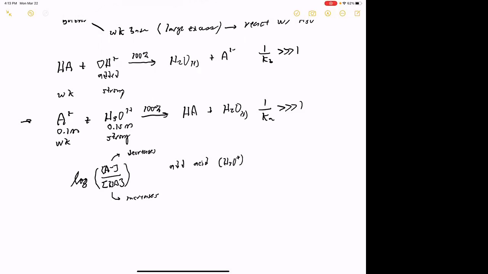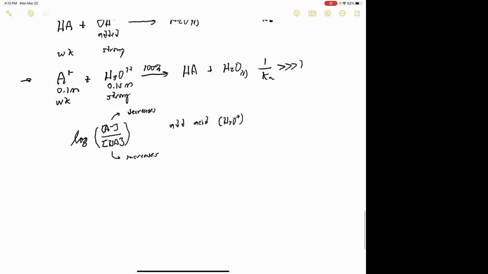Because once that strong thing goes into excess, that's driving the pH. Okay. So we have to be always aware of that. We always have to watch that ratio and see how much of any given component that we're actually using up.